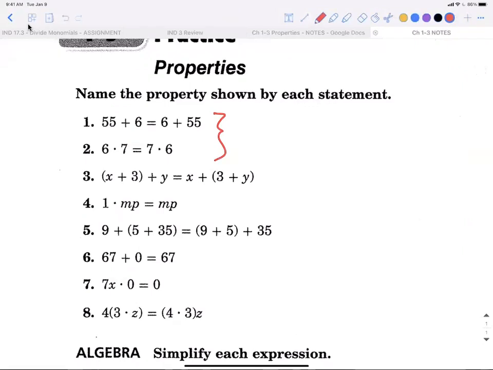But which property are we looking at here? Are we looking at commutative, associative, or the identity properties? What do you guys think? Anybody, even if you've talked once today? Which property is number 1? Yes. Yeah, it's the commutative property of what? Addition, yeah. It's the commutative property.